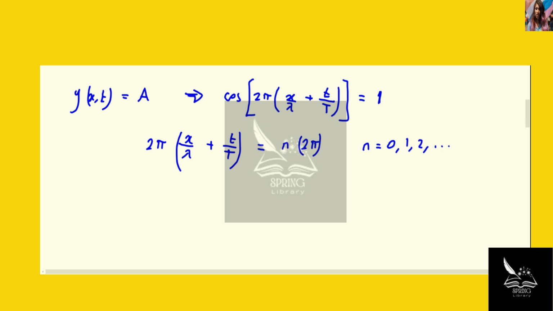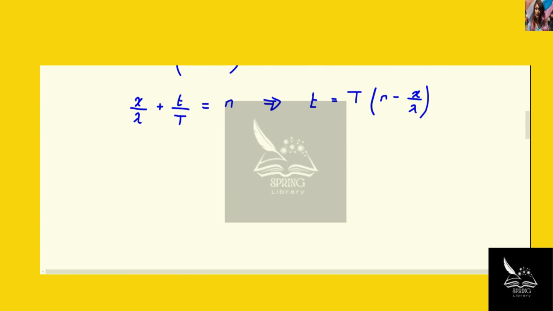Okay, and from this we can see that the condition will become x over lambda plus t divided by period is equal to n, and if we solve it for t, it will become t equals the period multiplied by n minus x over lambda, and from this we can see that t equals the period 0.04 seconds multiplied by n minus 0.36 meters divided by 0.32 meters.